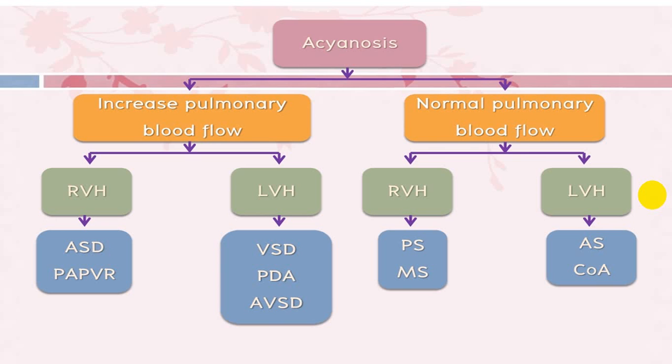Same way in ASD, VSD, PDA, and atrioventricular septal defect, you have got left to right shunt. And also in case of ASD, because there is more load on the right side, you get RA and RV enlargement. But in case of VSD, PDA, and atrioventricular septal defect, you will have more load because of increased pulmonary blood flow on LA and LV, and that will give rise to more of LVH rather than RVH.